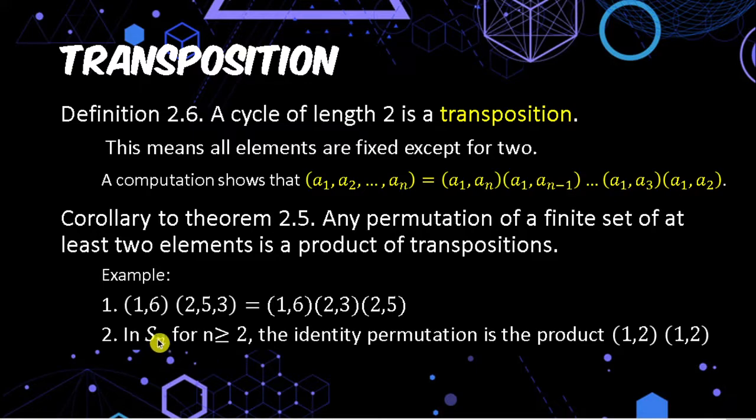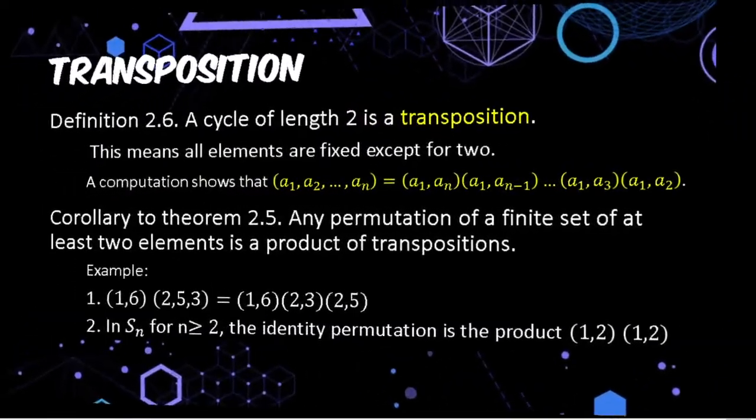Kasi kunyari 20 yan, S sub 20, ang identity permutation natin alam natin. Parang permutation na 1, 2, 3, 4, 5 hanggang 20, tapos sa baba, ganun din, 1, 2, 3, 4, 5 to 20. What if we're going to write that as a product of transpositions? The answer is dalawa lang because it's the identity permutation. And remember, kahit anong n yan, basta greater than or equal to 2. It is 1, 2, 1, 2. So kahit gaano kalaki ang n.